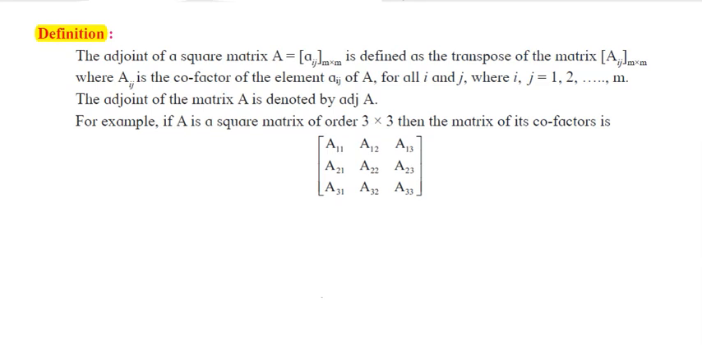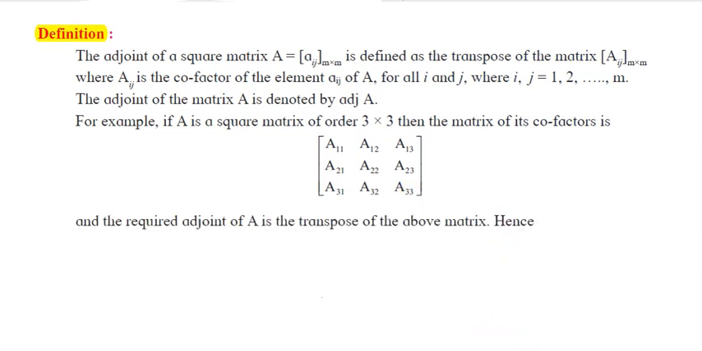For example, A is a square matrix of order 3 by 3, then matrix of its cofactors is A11, A12, A13, A21, A22, A23, A31, A32, A33. So the respective adjoint matrix is given by adjoint of A is equal to matrix A11, A21, A31. That is, the resultant matrix we have to write in terms of transpose.